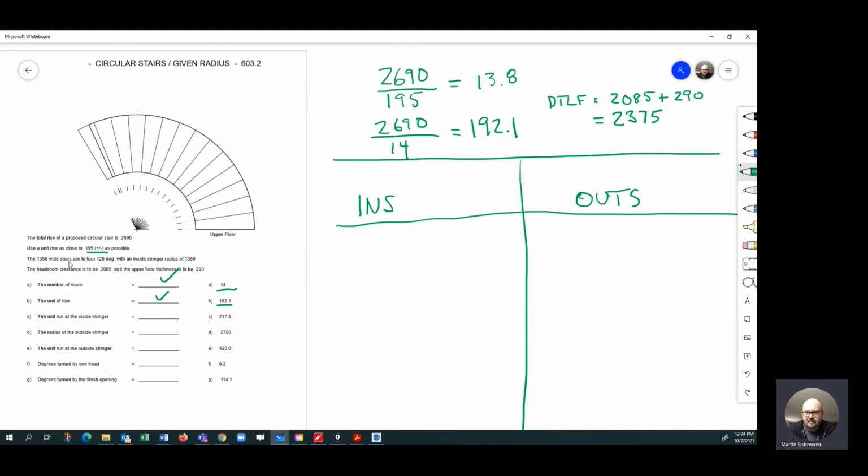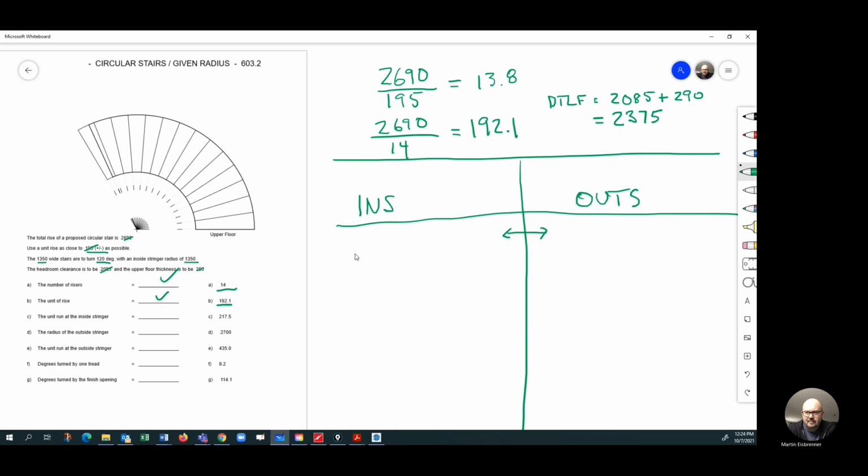What other things do I know? Well, I know the stairs are a certain width. They turn 120 degrees. Inside stringer has a radius of 1350. I've already used this number. I've already used that one. I've already used that one. I've already used this one. 1350 wide stairs. That only comes into play when I'm going from this direction to that direction.